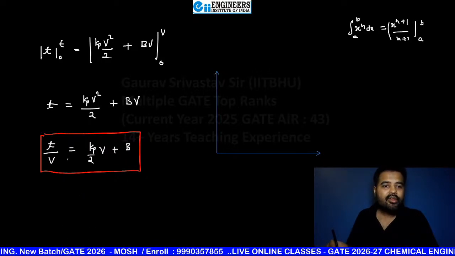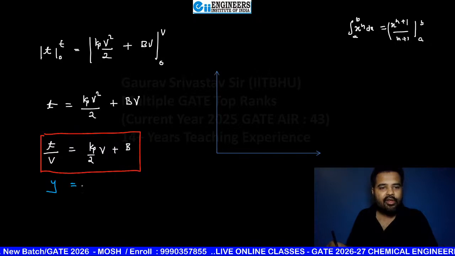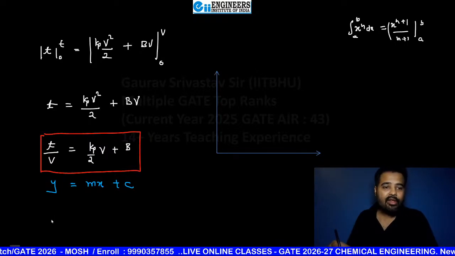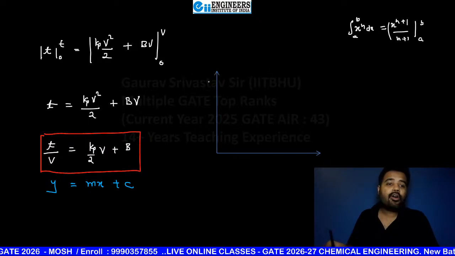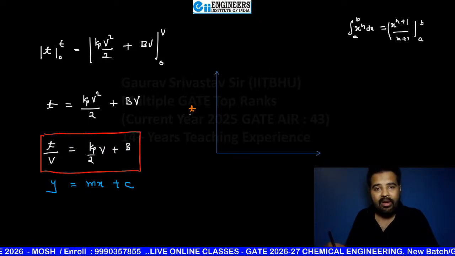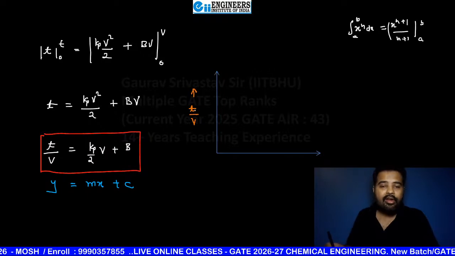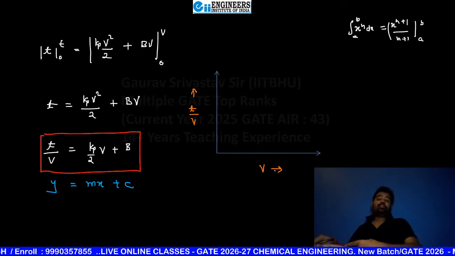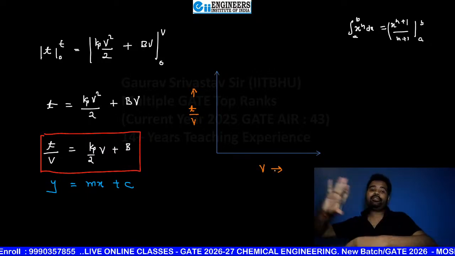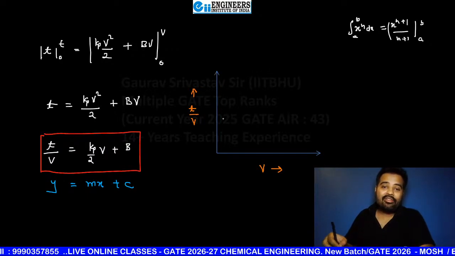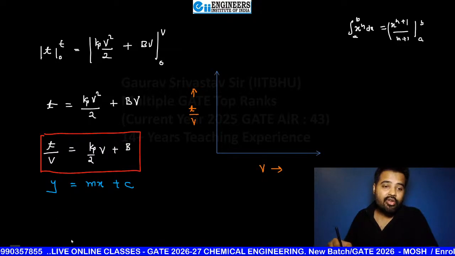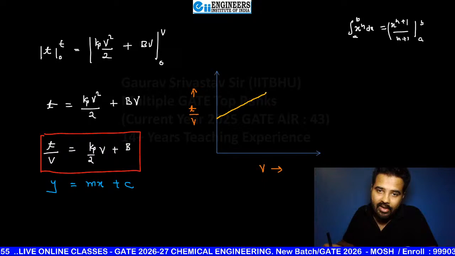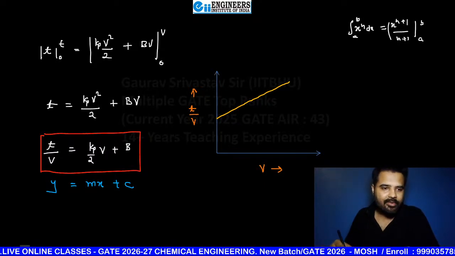Okay, so what is this? This is y equals m x plus c. Here you can clearly see on the y-axis we have to write t by v, and we are plotting a graph of t by v versus v. The data is also given in lots of numericals. The graph you are going to plot does not go through the origin; it has some value of intercept.